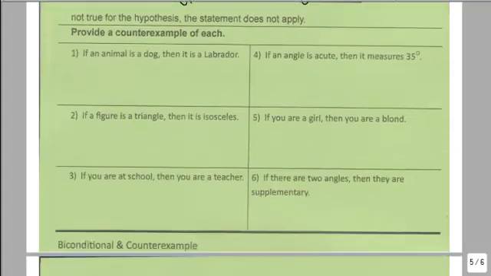So what that means is, this one says, if an animal is a dog, then it is a Labrador. We have to keep the yellow stuff true. So we still have to choose an animal that is a dog, but one that is not a Labrador. So the yellow has to still stay true, and then we have to find something that proves this false. So what is a dog that is not a Labrador? I'm sure you can come up with all sorts of examples, and that is perfectly fine.